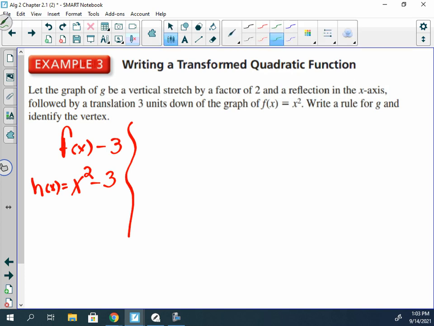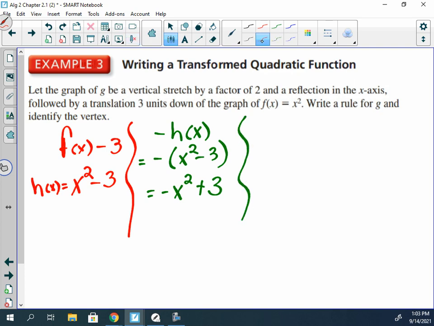Reflection in the x-axis. Well, that would be our negative h of x as we just saw. That'd be negative x squared minus 3. I have to distribute the negative, which would be negative x squared. The negative and negative 3 would make it plus 3. Well, that's already changed it a little bit, because the one we had originally was minus 3.